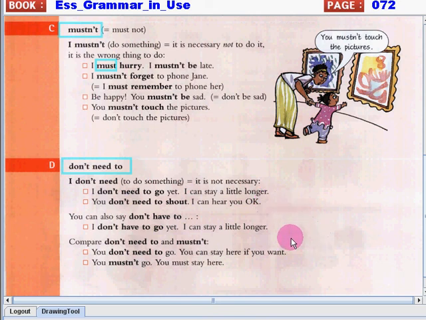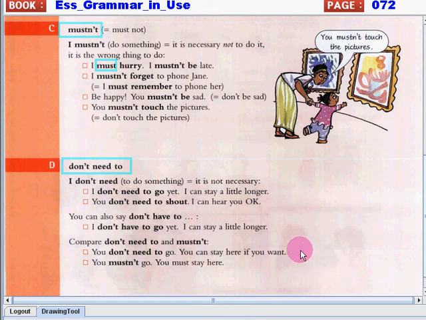You can also say don't have to. For example, I don't have to go yet. I can stay a little longer. So it has the same meaning or same thought with don't need to. And of course, they also have the same thought with must or mustn't, but it is not as strong as those words, okay? Now let's compare don't need to and must not.